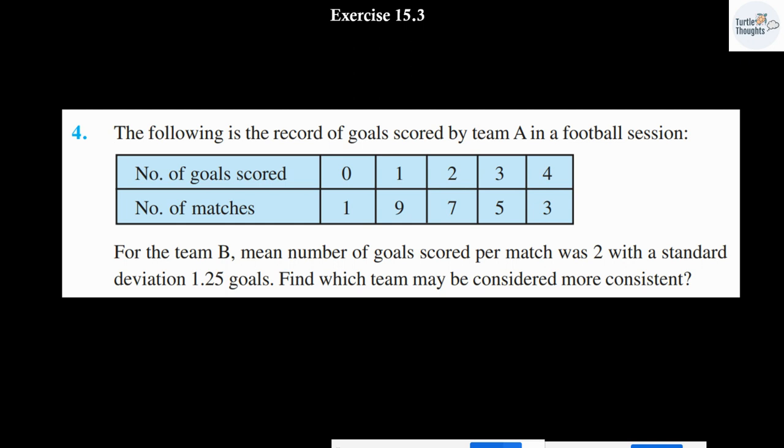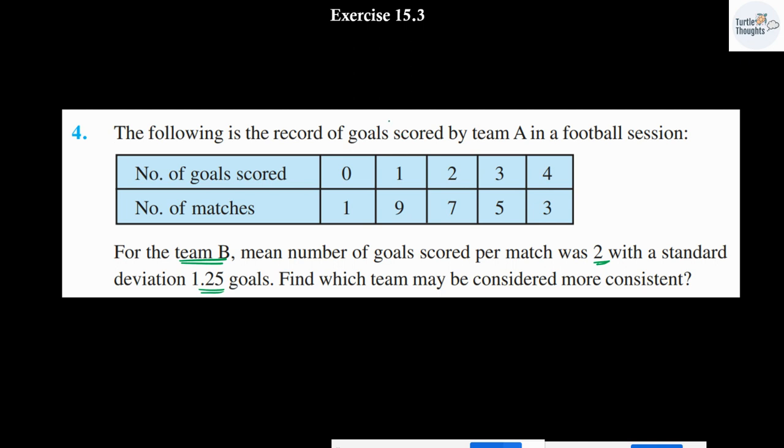The following is a record of goals scored by team A in a football session. Number of goals is given, number of matches is given. For team B, mean number of goals scored per match was 2 with standard deviation 1.25 goals. Which team may be considered more consistent? Right? Lesser the variability, I can tell the consistency is going to be more, right? So for team B, already they have given what is the mean and also they have given the standard deviation.